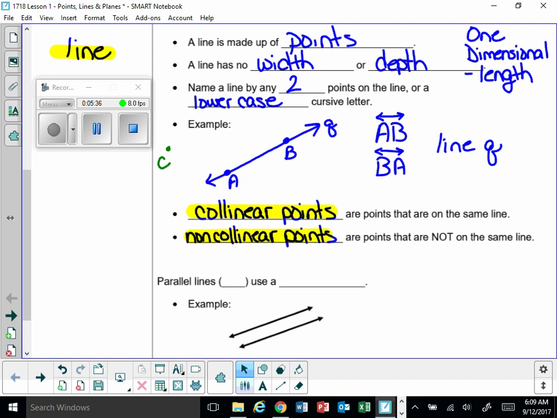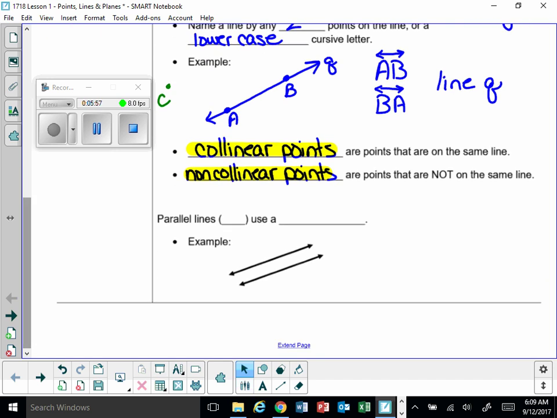Take a look at the word collinear. Co is an English prefix meaning to or with. Linear means line. So on the same line or together on the same line. Non is a prefix meaning not. Okay, more important vocabulary to know.